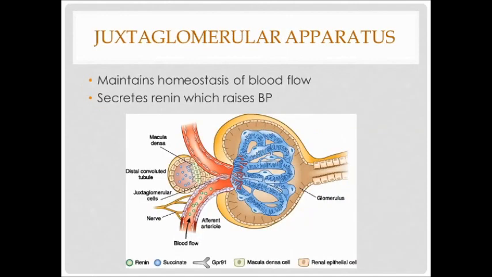The juxtaglomerular apparatus is also part of the nephron. It's a tiny little portion right by the glomerulus and Bowman's capsule. It's going to maintain homeostasis of blood flow, and it does so by secreting renin. So when more blood is needed to be filtered through, it secretes renin, which is going to raise blood pressure. It constricts the blood vessels, so they enter this filtering mechanism more quickly.